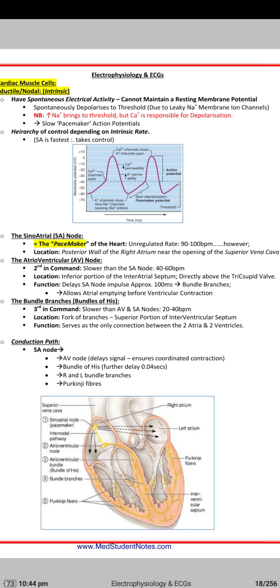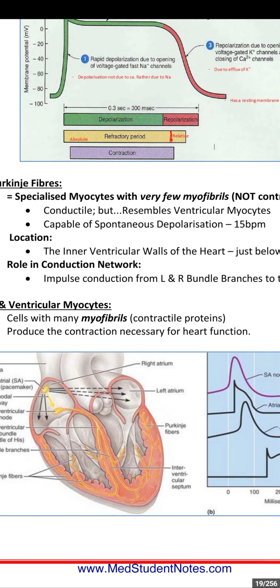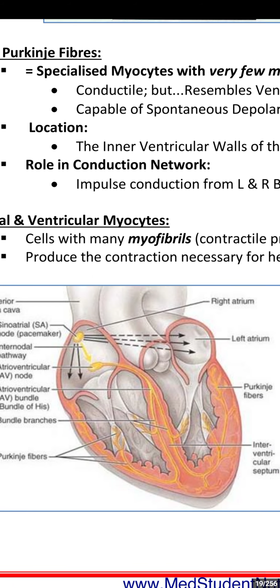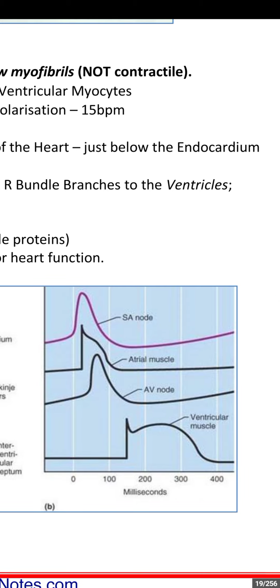The AV node is known as the atrioventricular node. This AV node creates 40 to 60 beats per minute. It is slower than the SA node. In between there is atrial muscle. You can see there is an internodal pathway, and this internodal pathway has atrial muscle.